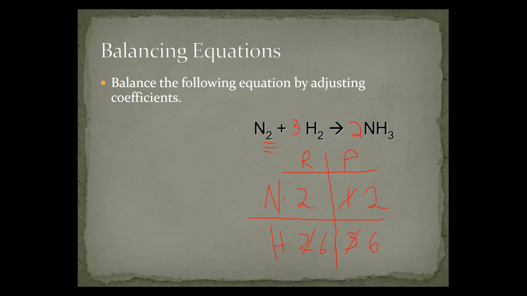So what did I do? Well, step 1, I made my table. Step 2, I counted up my atoms. And then I started changing the coefficients to balance it. That's how you solve these. Okay? Let's take a look at another one.